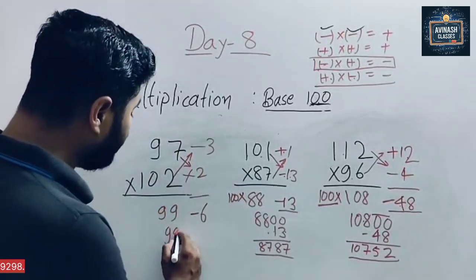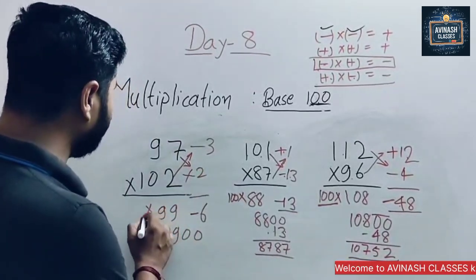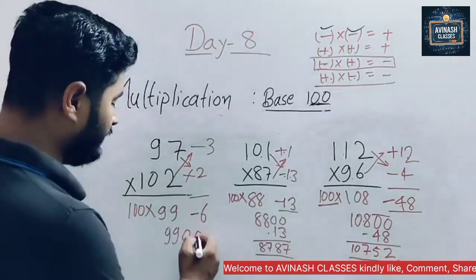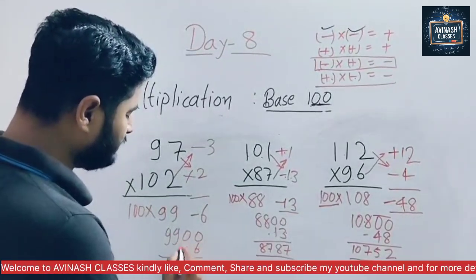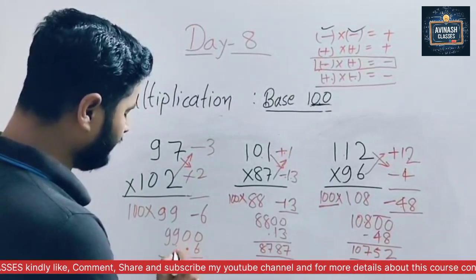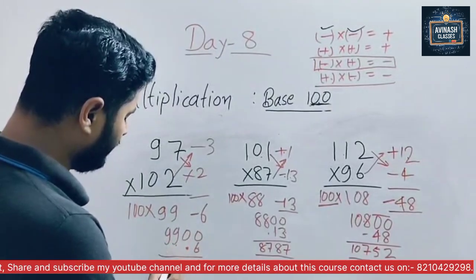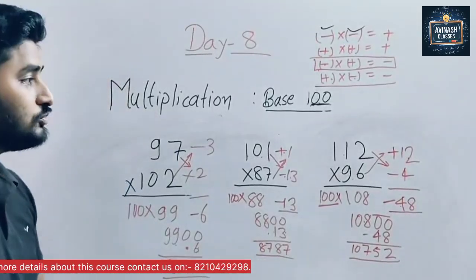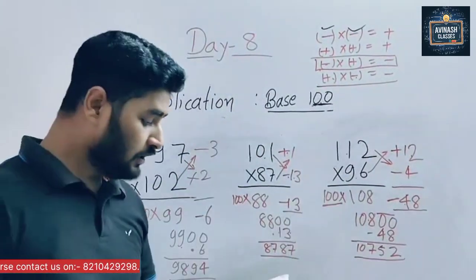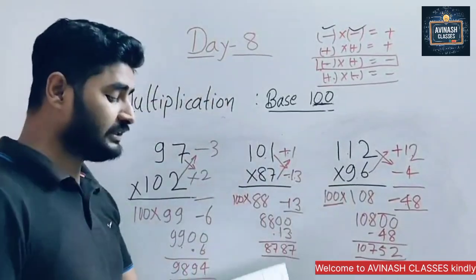Now 99, and we keep here 06 because we are multiplying with 100. Now 6 minus. Who is the friend of 6? 4, 1. Now the friend is 9, again 8 and here 9. So the answer is what? 9894. Understand? So we practice this. Now we already understand all these things.